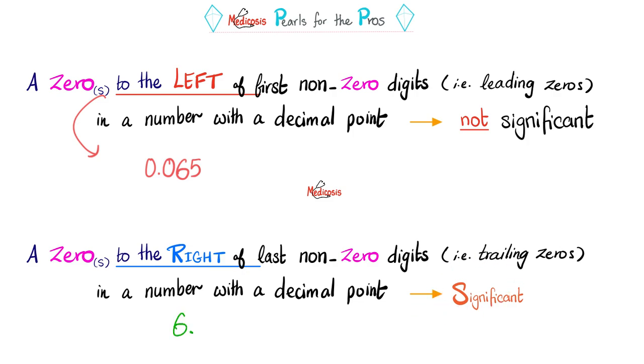Example, 6.500. These zeros are significant because when you write it like this, I'm assuming that you used your measuring tape or whatever instrument that you are using to give me this number. If it's measured, it is significant. But if you're just guessing at these zeros, then they're not significant.